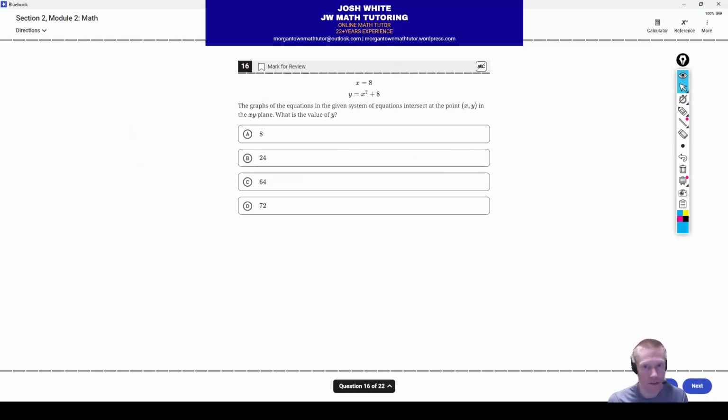Next up, number 16. Here we have a system of equations. They want to know what the value of y is or where these two equations intersect. So if you want to do this by hand, notice all you really have to do is plug in 8 for x and then go ahead and simplify this out. 8 squared, 64, 64 plus 8. Y is just going to be 72. So this is actually not a difficult system of equations to solve.